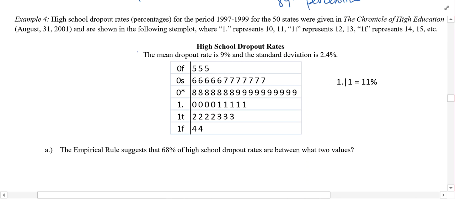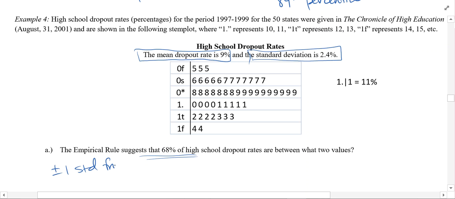Really what we want to look at here, the details, is that the mean dropout rate is 9% and the standard deviation is 2.4%. That's really what we care about. Okay, part A, the empirical rule suggests that 68% of high school dropout rates are between what two values? Okay, 68% corresponds with how many standard deviations? 1 standard deviation. So it's plus or minus because we're going above and below 1 standard deviation from the mean.